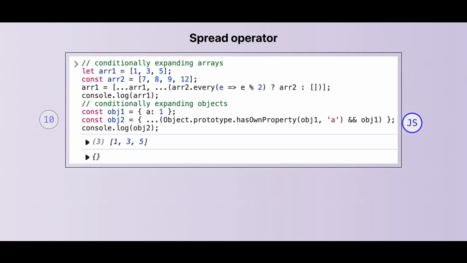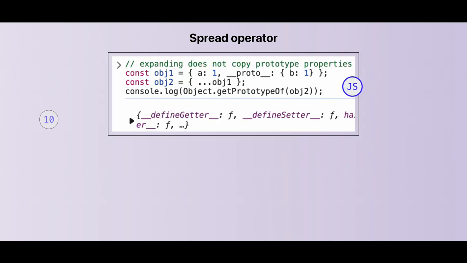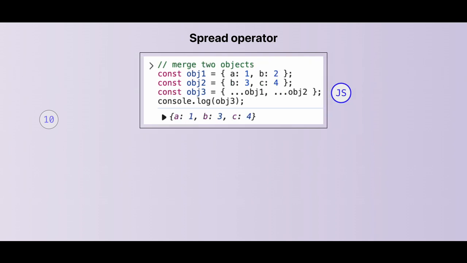Expanding an empty array or empty object does not add any new elements or new properties to an array or object respectively. Note that expanding an object copies only the object's own properties and not the properties on its prototype object. Here, prototype of obj1 refers to an object with one property B, but the prototype of obj2 is different. It can be used to merge multiple objects. Here, obj1 and obj2 are merged to create obj3. Both obj1 and obj2 contain property B. The last assigned value 3 is taken for it.